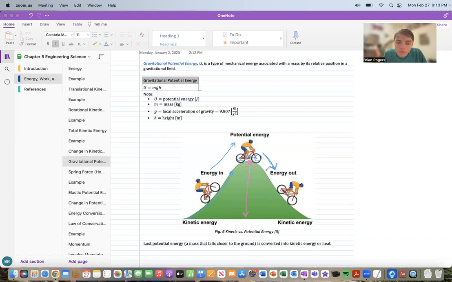And so what we're going to see here is the energy, what you notice, it wasn't destroyed. It was just converted from kinetic energy to potential energy and then back to kinetic energy. And so take note of that.